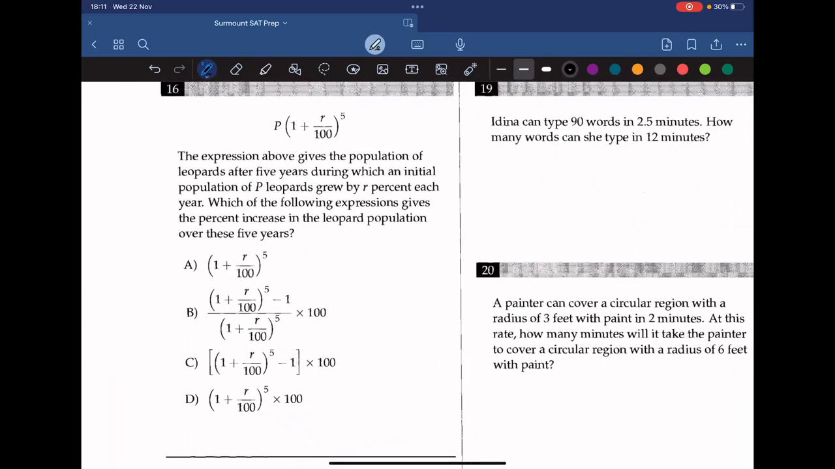The expression above gives the population of leopards after 5 years, during which an initial population of P leopards grow by R% each year. Which of the following expressions give the percent increase in the leopard population over these 5 years?